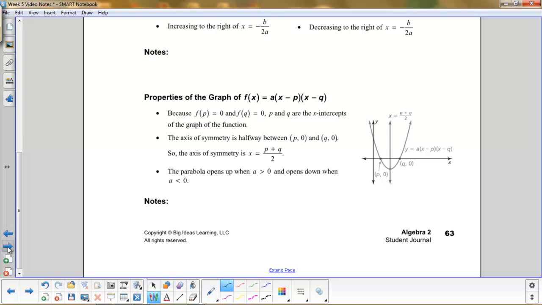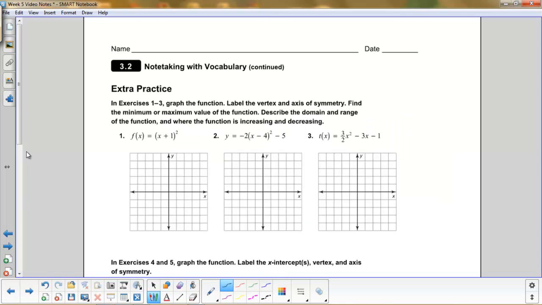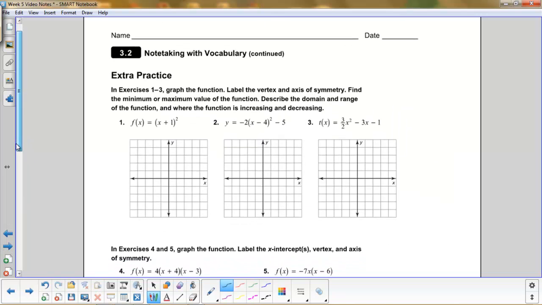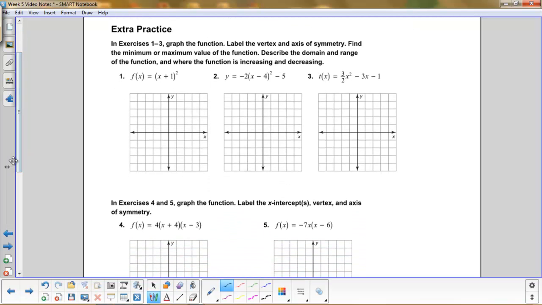All right. And then the last thing we have are a few extra practice problems. This is going to be specific for tomorrow in class, so please make sure that you bring this packet ready to go tomorrow in class. And that will conclude our work for tonight.